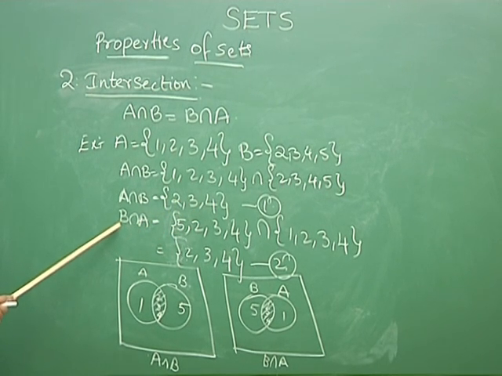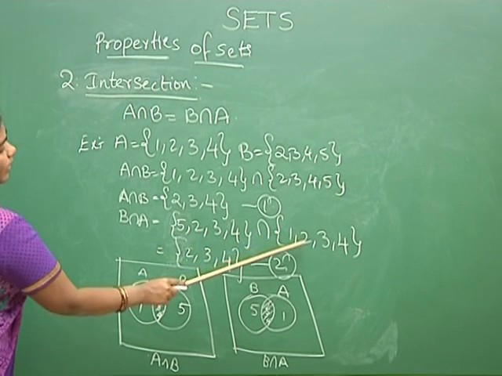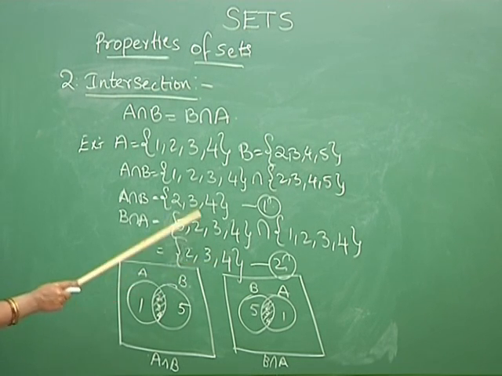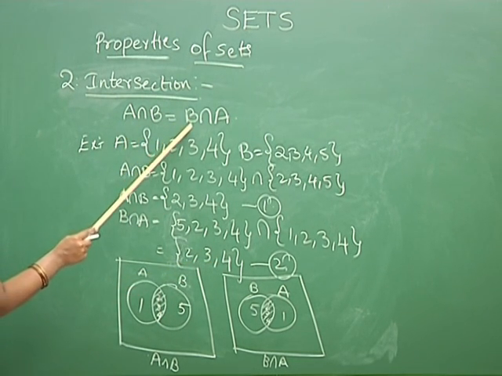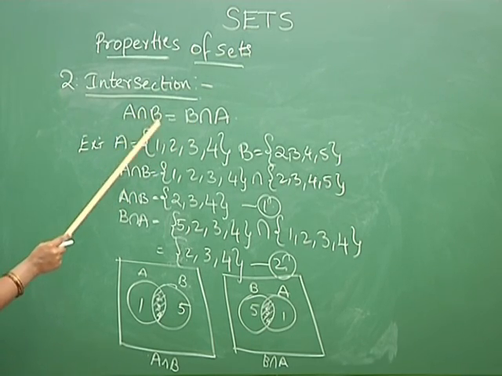Now B intersection A. In set B we have 5, 2, 3, 4 and in set A we have 1, 2, 3, 4. In these two sets the common elements are 2, 3, 4. Therefore A intersection B is equal to B intersection A, which is the commutative property of intersection.